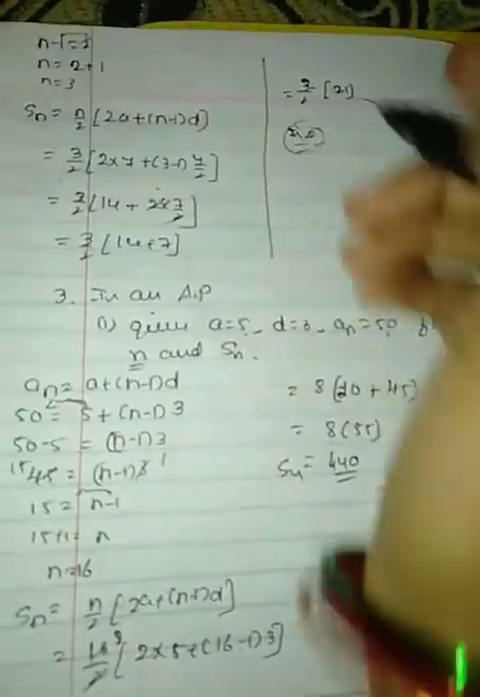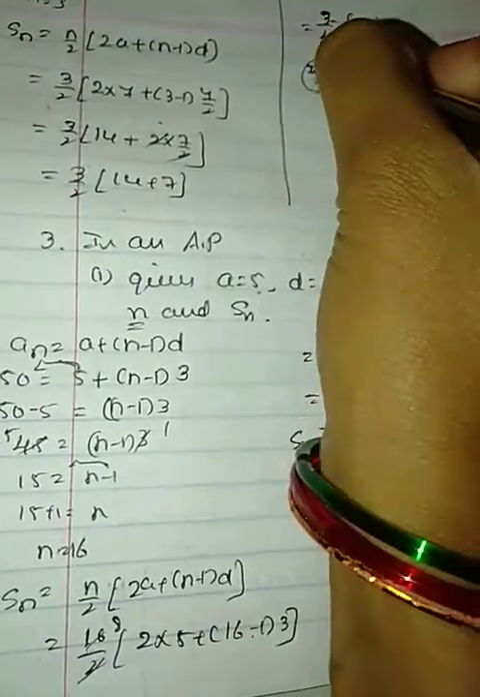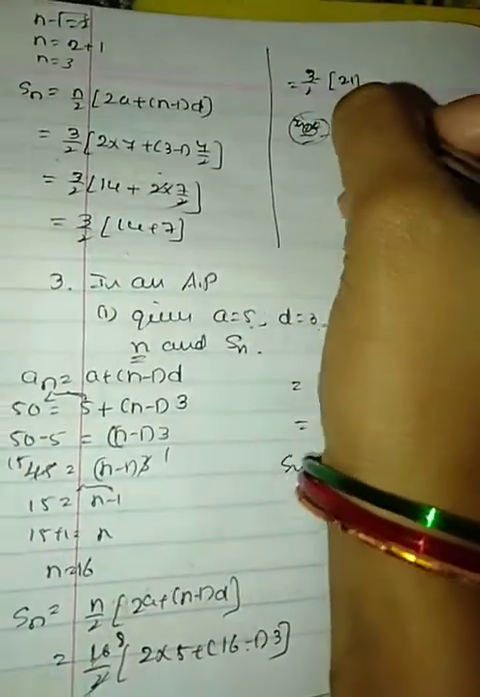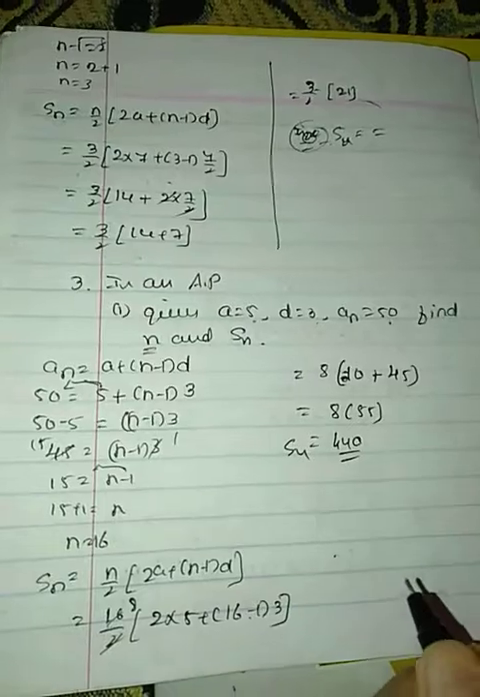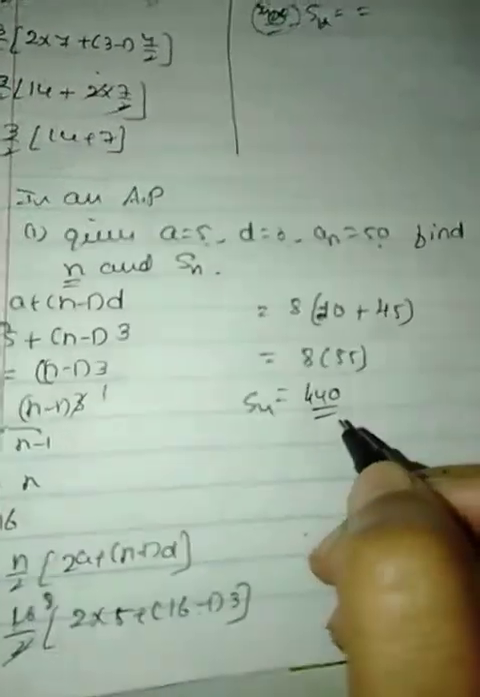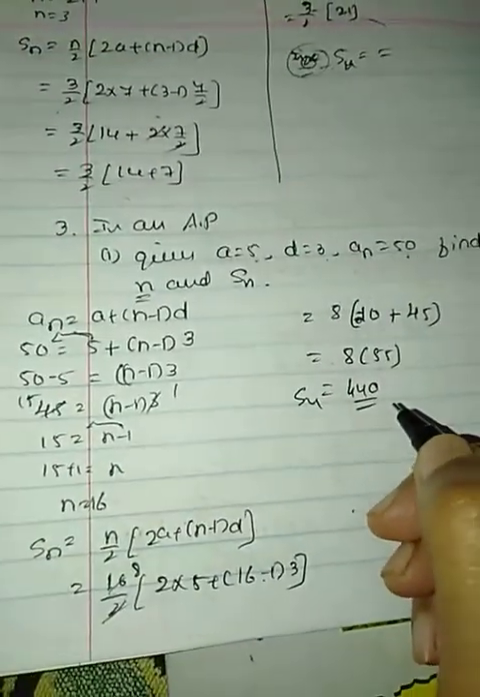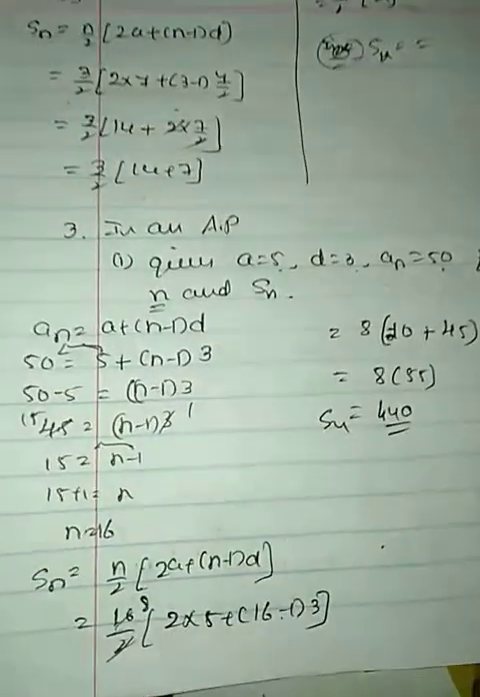And in the last problem, we also find out Sn. We have to multiply these two numbers and find out Sn. Remember that. Here also Sn is 440. Once again, you do the calculation.